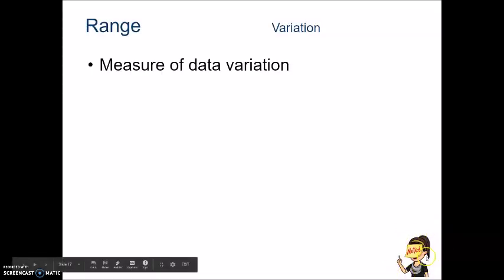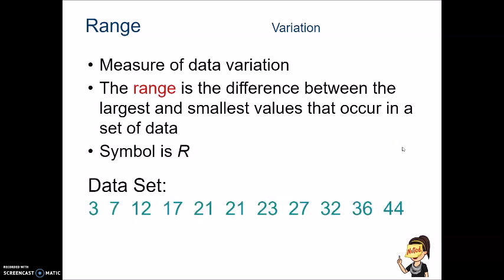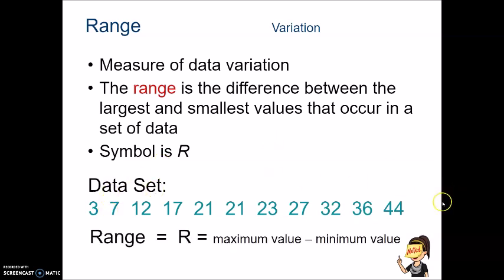Range. Please note, we're back to taking notes. So range, you probably have talked about it. I'm sure you've looked at it before, but it's a measure of data variation. The range is the difference between the largest and smallest values that occur in a set of data. The symbol for range is a capital R. So if we look at this data set, we need to subtract 3 from 44. So it's the maximum value minus the minimum value. That's going to be 44 minus 3 is 41. So our range would be 41.